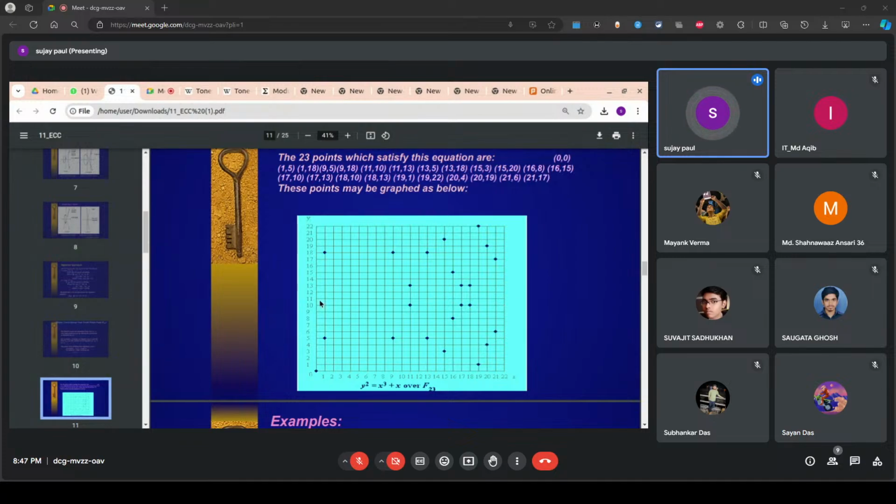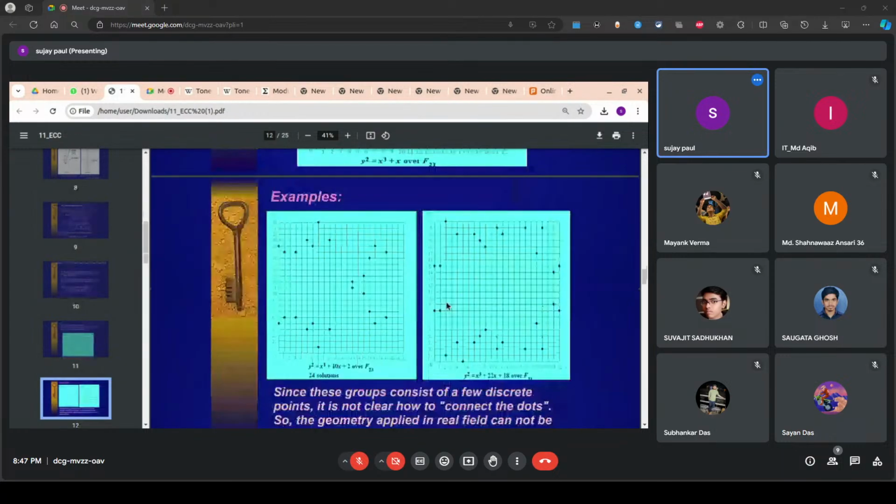Now I have put all the points on graph paper, and again I can see it is a symmetric graph. If I imagine a line between 11 and 12 of the y value along the x-axis as a mirror, I will get two mirror images. Same for the other curves also.